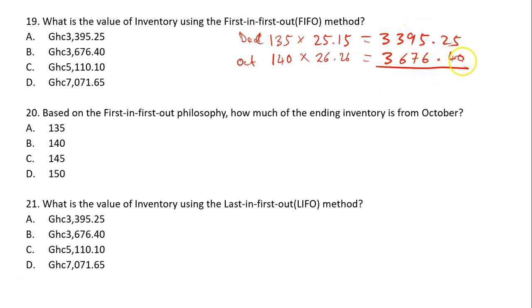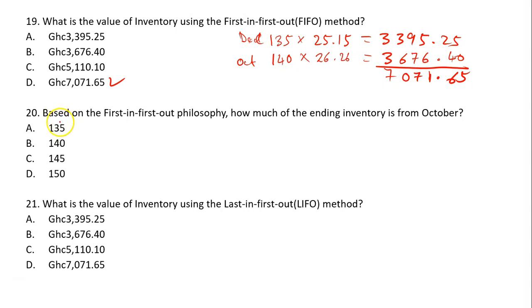So let's add the two. When we add it, this and this give us 5. This 6. This is 11. So we write 1 remainder 1. This is 7. This is 10. We write 0 remainder 1. 6, 7. So 7,071.65 Ghana cedis. So the correct answer for question 19 is D.